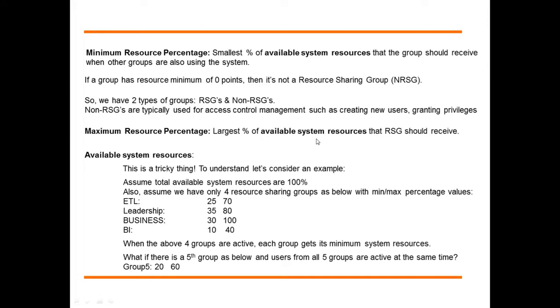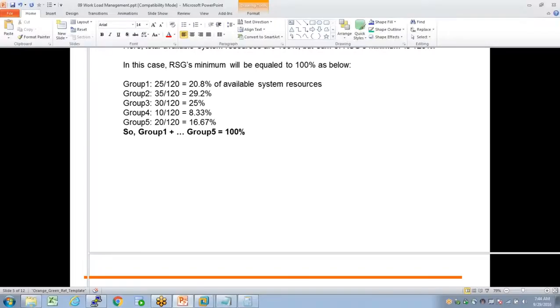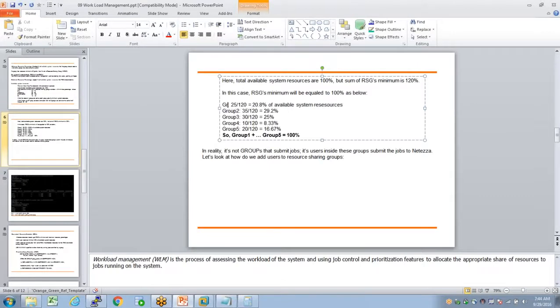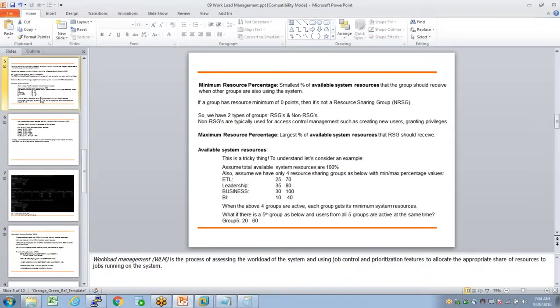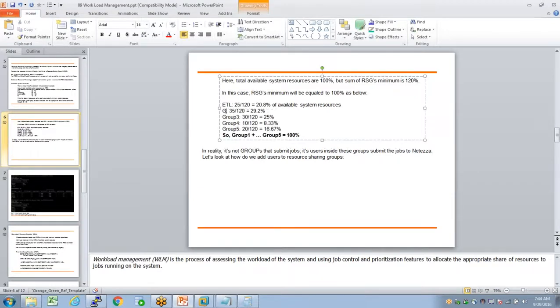So that's where the concept of available system resources comes in. Even though you request 25, I can't give you 25. Why? Because the requested total is 120. So what I do is 25 by 120, and I'll only give you 20.8% of available system resources. So that's what we do here.